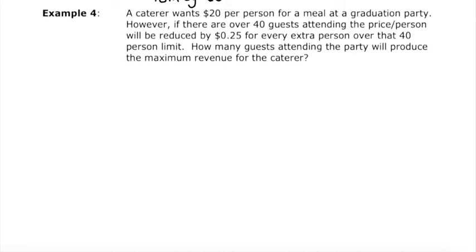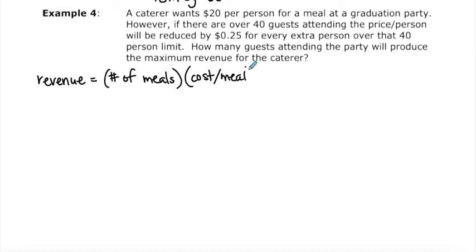So how many people do they want to have attend this venue so they get the most amount of money possible? Well, how do we calculate revenue? Revenue is going to be the number of meals being served times the cost per meal. So if I know how many meals are being served and I multiply it by the cost per meal, then I'm going to find out how much money the caterer is going to make. So that's the formula that I have to find.